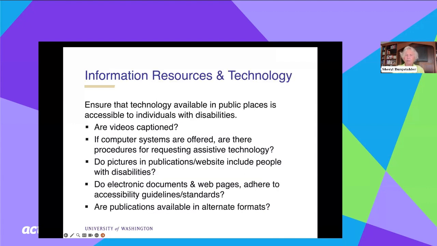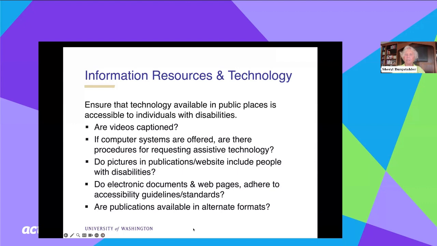Your information resources and your technology: caption videos, of course. If you offer computer systems, even a few in your lobby, then you need to have procedures for requesting assistive technology. If they're only using their own technology, then they have to provide their own assistive technology, so you don't have to worry about personal ownership of equipment. But for the public, you have to think about that when you put those public systems out there. A lot of times, just an announcement, a label saying, if you need assistive technology, please contact so and so, and then you work that out.